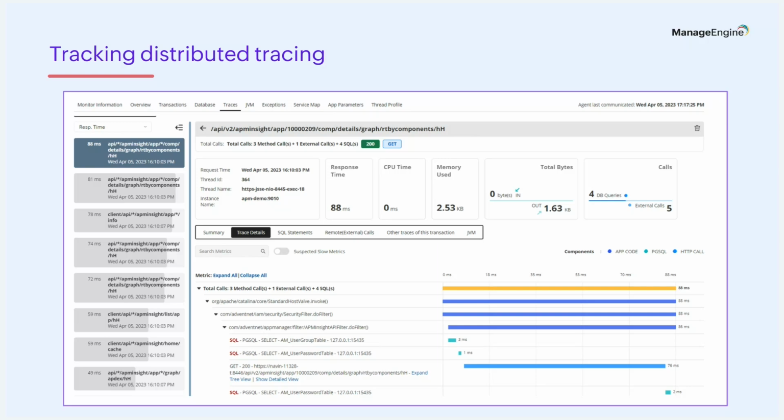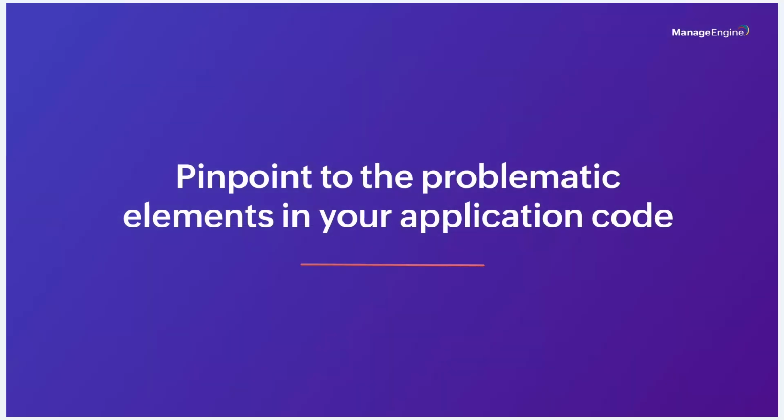By expanding the application view in the interface, developers can see the detailed method calls and code blocks that consumed the most time. This helps to identify slow components, track inter-application calls, and quickly pinpoint performance issues as well. Now let's see how we can pinpoint the problematic elements in your application code.